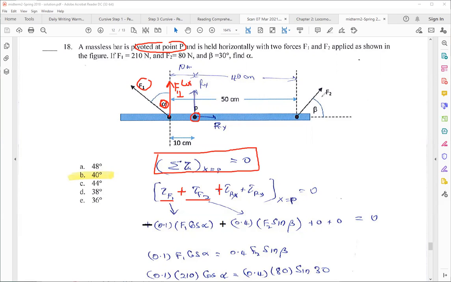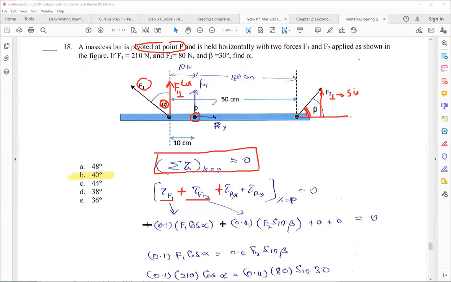Now for F2, you can consider this to be the perpendicular component. So this is F2 perpendicular, and this will be the sine. Of course you can slide it here, but this is definitely the sine because this is angle beta, and it corresponds to the opposite side. So here we're dealing with the sine. For force 1, we're dealing with the cosine.